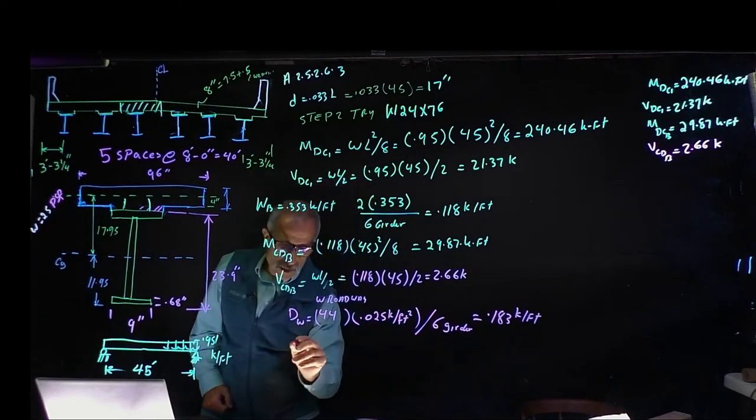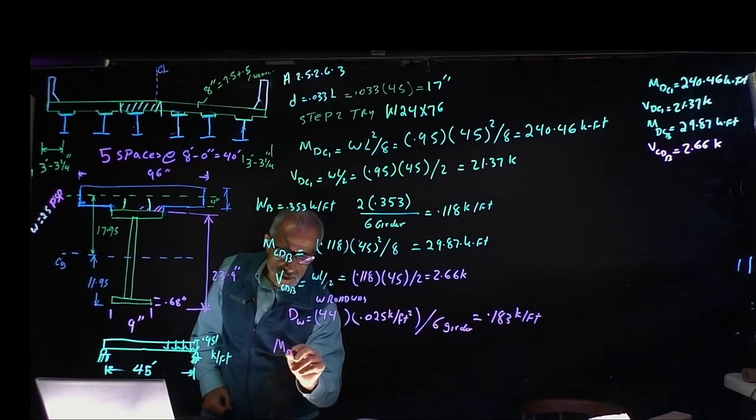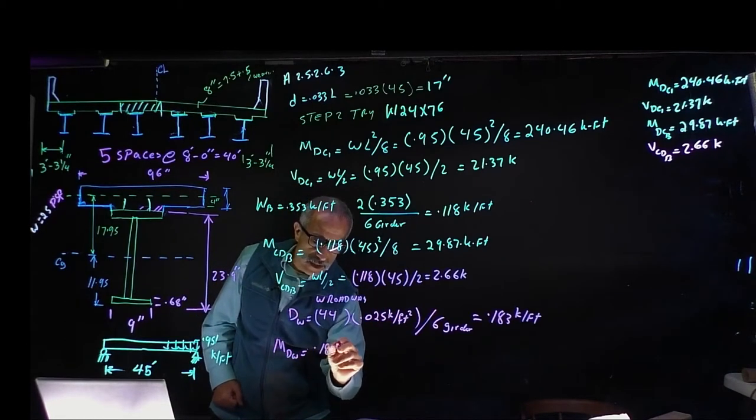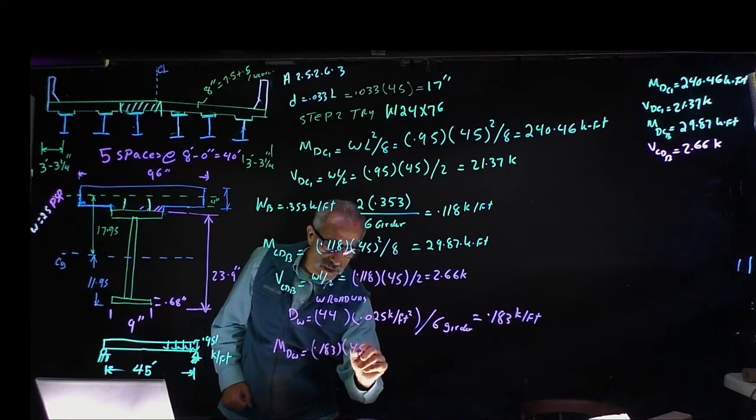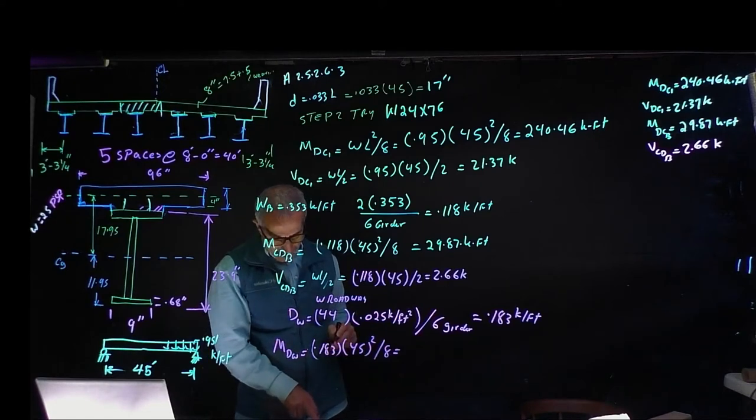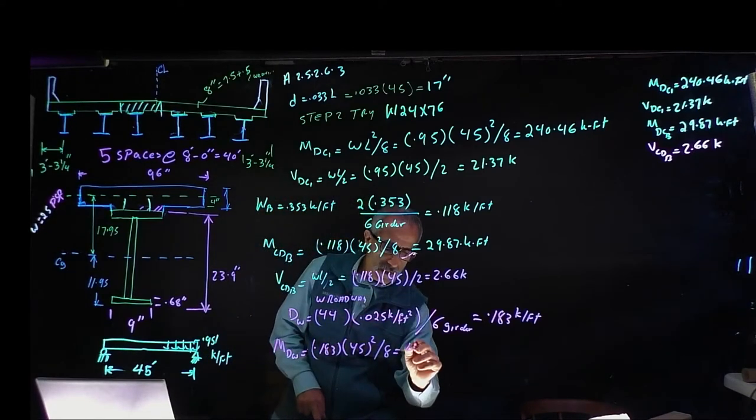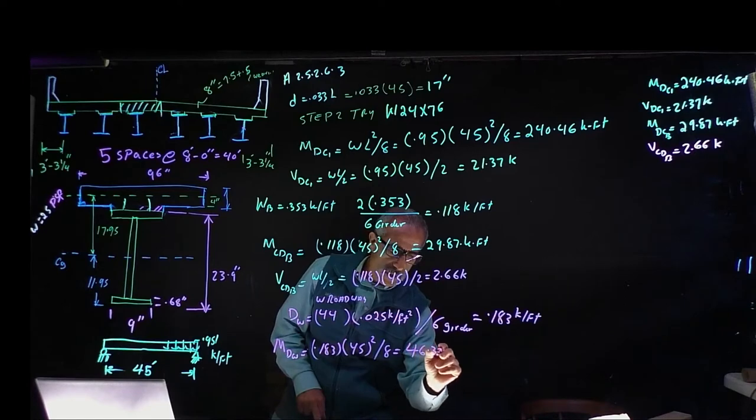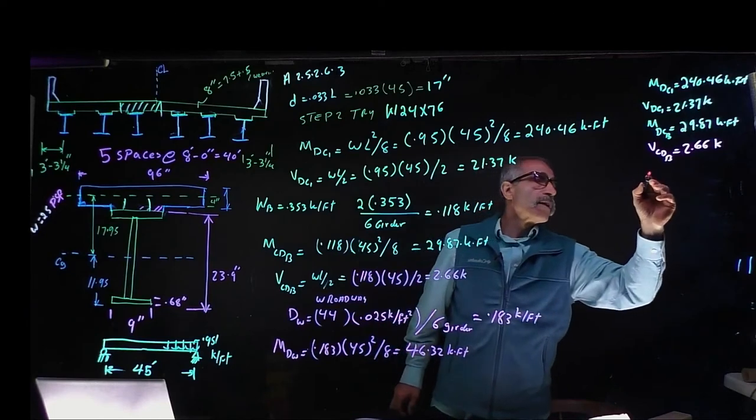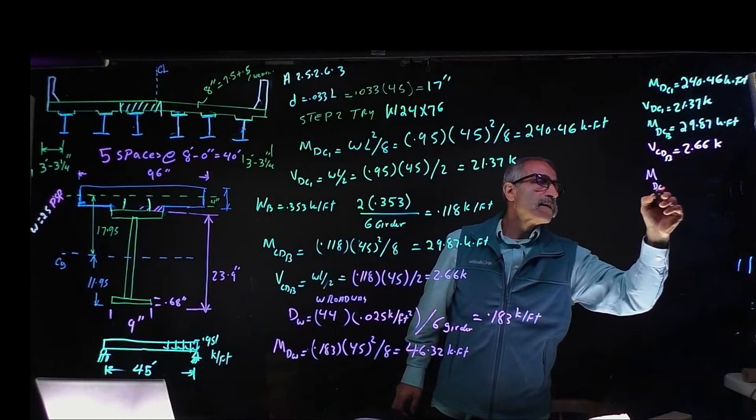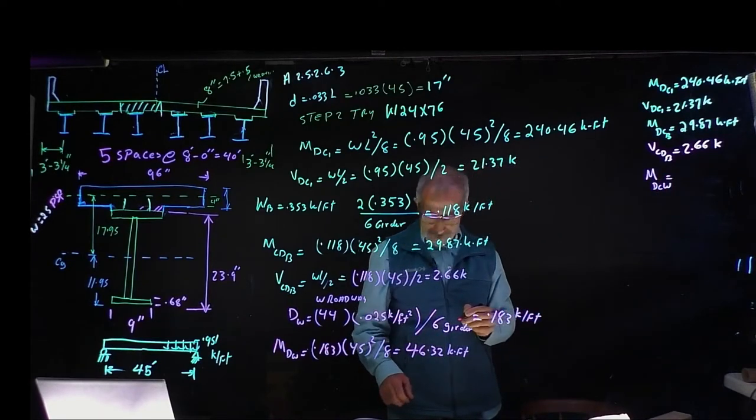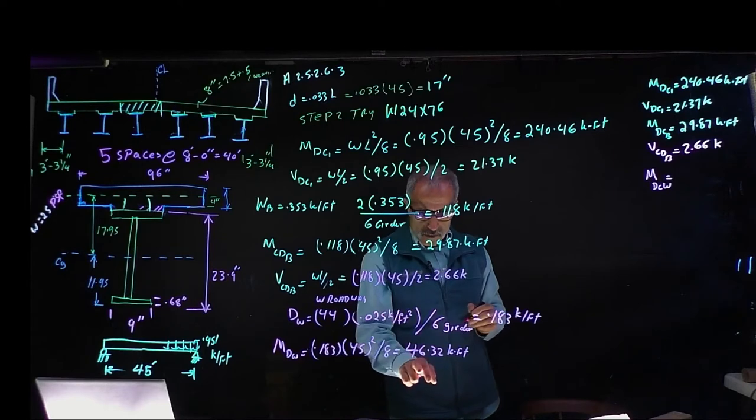So now we're going to do the same thing. I'm going to find out MDW. MDW comes out WL squared divided by 8, so it's 0.183 times 45 squared divided by 8, and that comes out to 46.32 kip foot. So I'm going to come back in here and write MDC wearing surface, and that is 46.32.